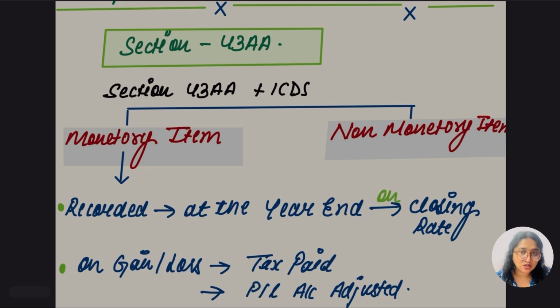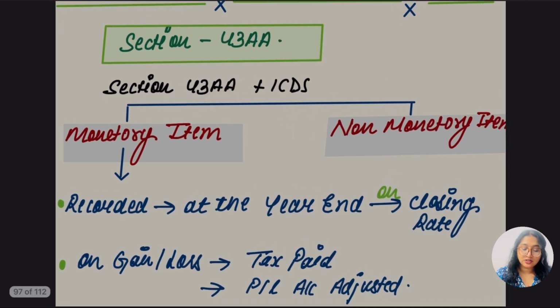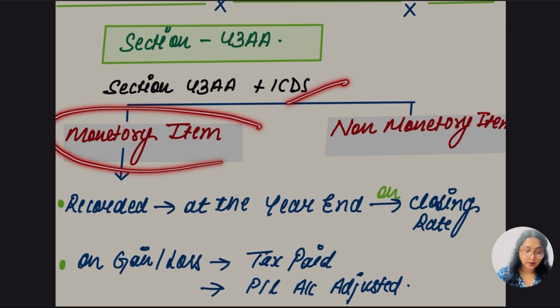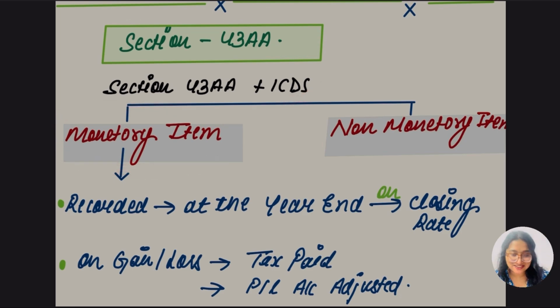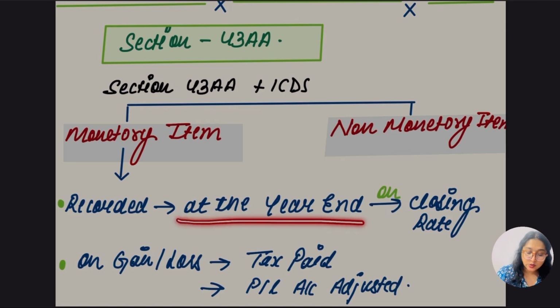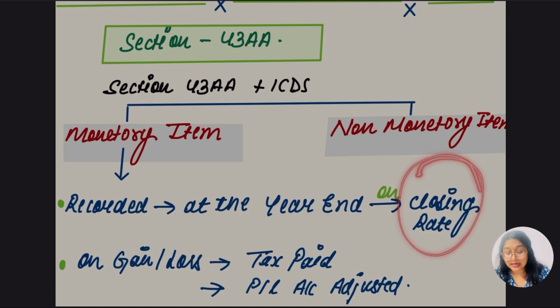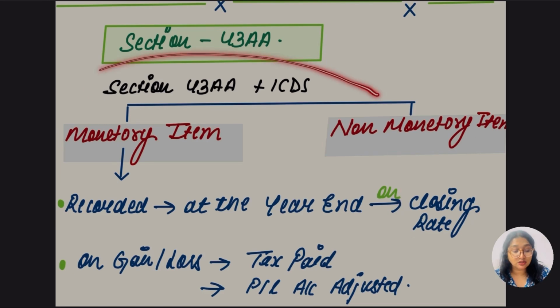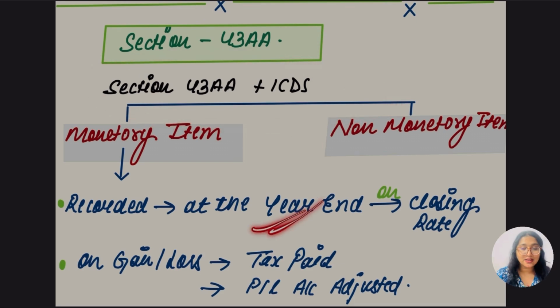This was all about section 43A. Let's go for section 43AA and ICDS, okay. First thing, there are again two parts: first the monetary item, second the non-monetary item. Now we have to see how monetary items are recorded here. It is going to be recorded at the end on the closing rate. Let me say it again. For the monetary items under section 43AA and ICDS, it's going to be recorded at the end on closing rate, okay. What happens if gain or loss is going to arise?